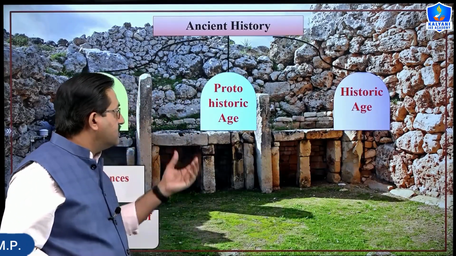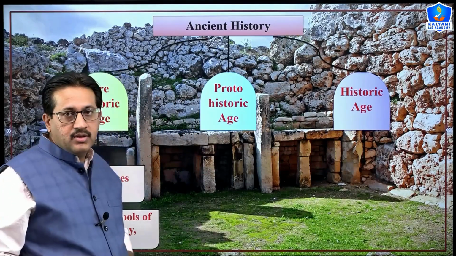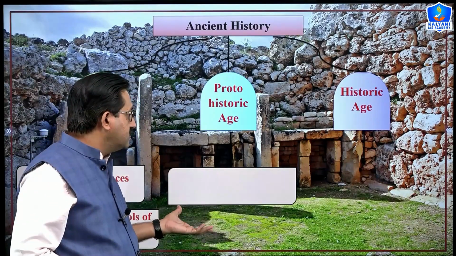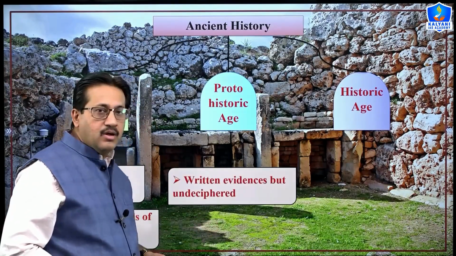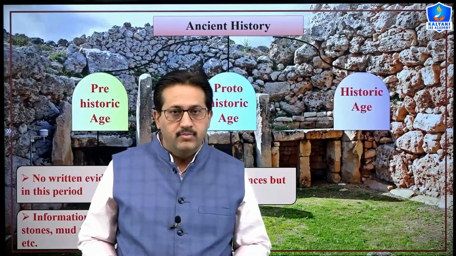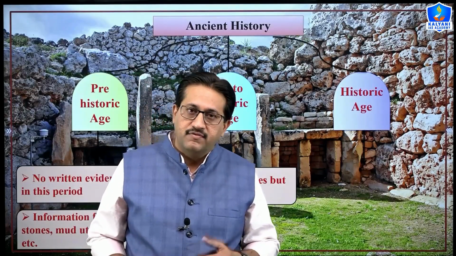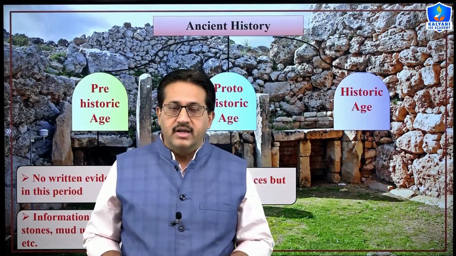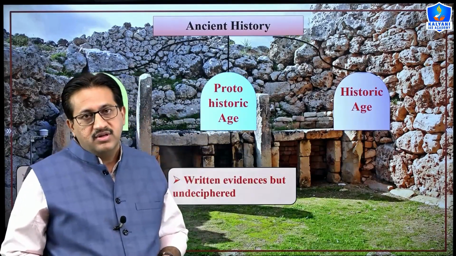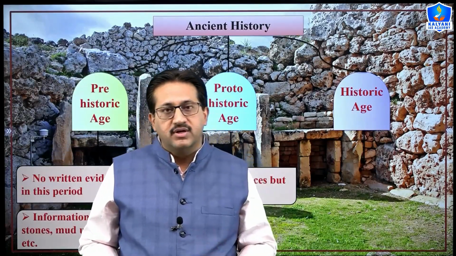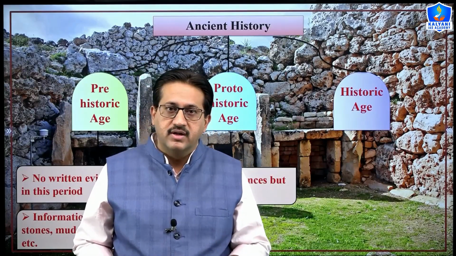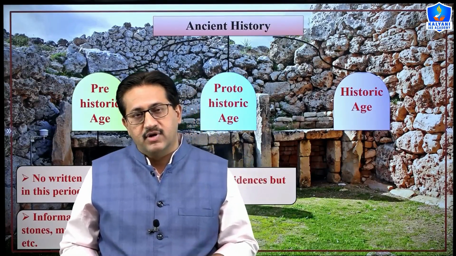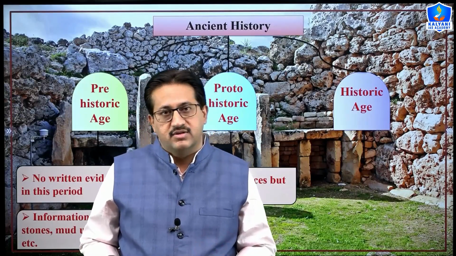Then when we discuss the protohistoric age, we have written evidences of this period, but they are undeciphered. We have not been able to read them to date. The best example is the Indus Valley civilization. The script of the Indus Valley civilization was pictographic, or we can say Boustrophedon, written from right to left and then left to right. It is still undeciphered.